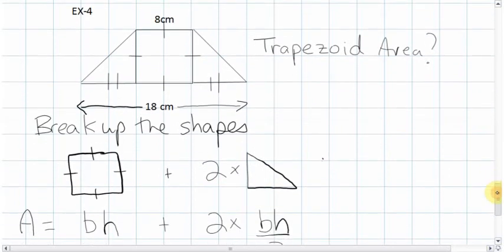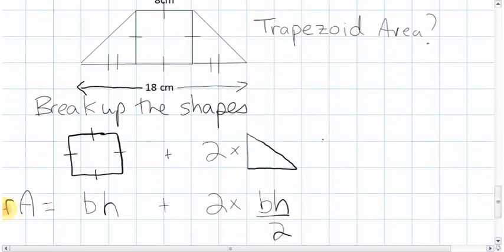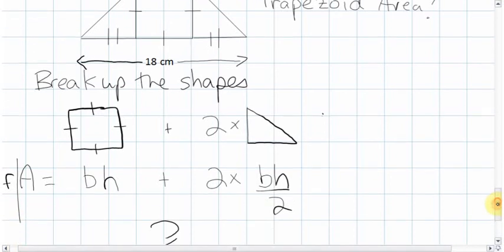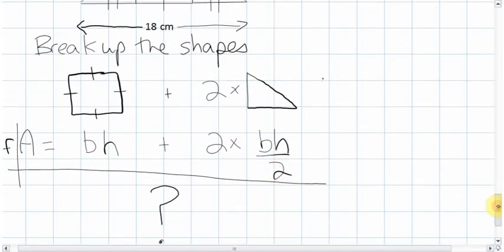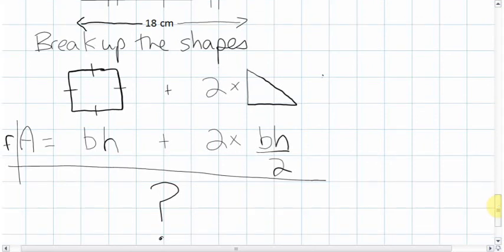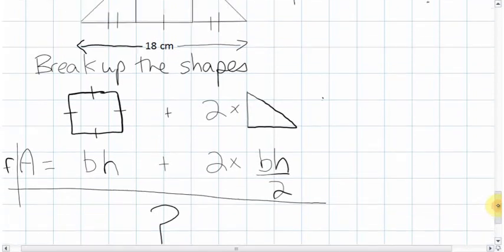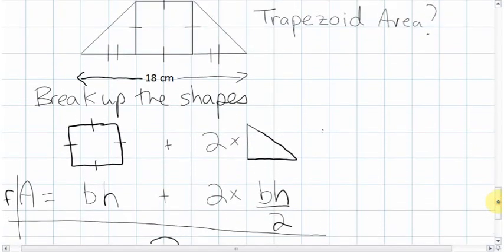What you would do next is write the formula. The formula would be base times height for the square plus, because there's 2 triangles, 2 times the area of a triangle, which is base times height divided by 2. That's all I'm going to tell you. This is what you need to show me so you can get the next worksheet. So you need to give me the answer with all the steps shown, just like I did in the previous examples.